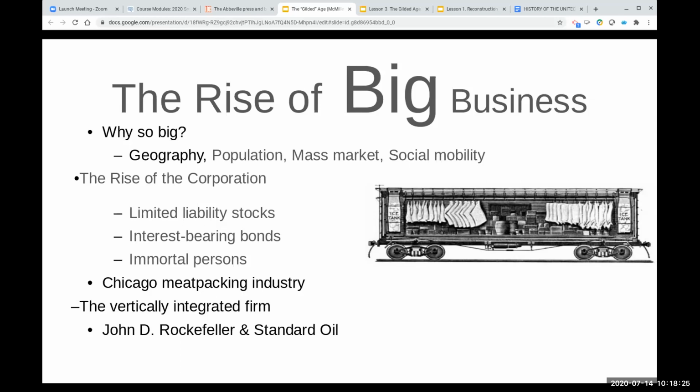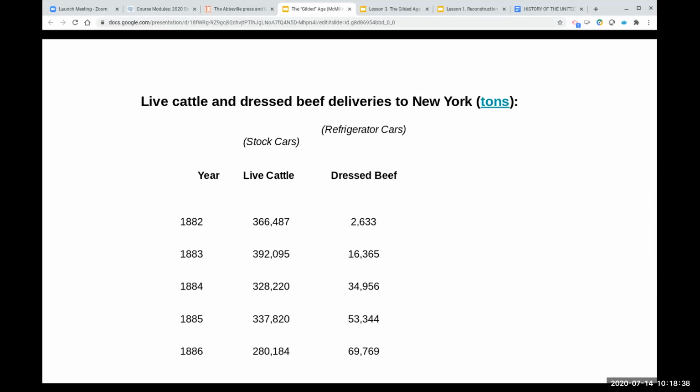These are called vertically integrated firms. They're a really, really important concept in understanding American business. You can't understand American business, and you can't understand American corporations, and you can't understand why they're so big unless you understand the vertically integrated firm. Here's an example of the rise in dressed beef as opposed to live cattle from 1882 to 1886. Live cattle going into stockyards was 280,000 in 1882, and only 70,000 in 1886. So it drops. You see refrigerator cars start to increase, and the number of live cattle that get shipped starts to decrease, because dressed beef, which is beef that has already been prepared somewhere, starts to increase.